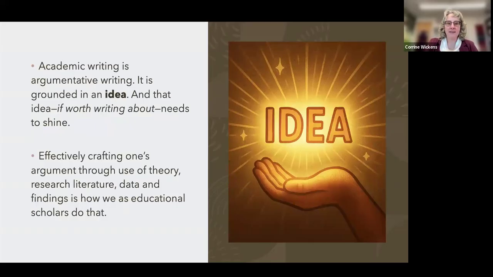Academic writing, as I said, is argumentative writing. It is grounded in an idea. And that idea, if worth writing about, needs to shine. So, effectively crafting one's argument through the use of theory, research literature, data, and findings is how we as educational scholars do just that.